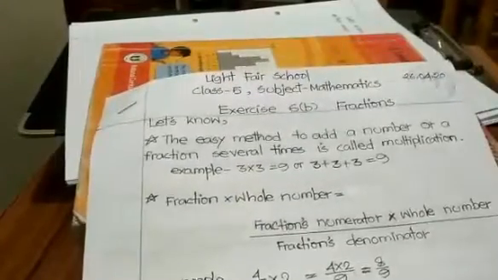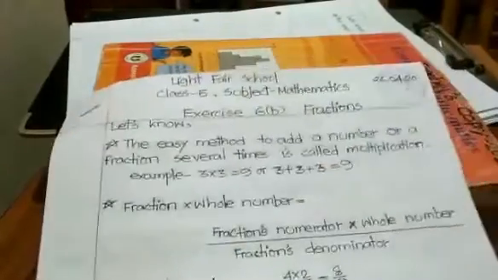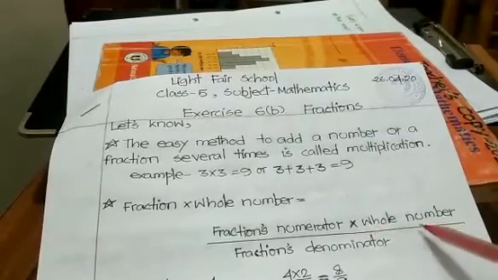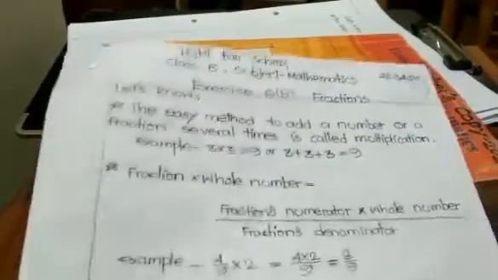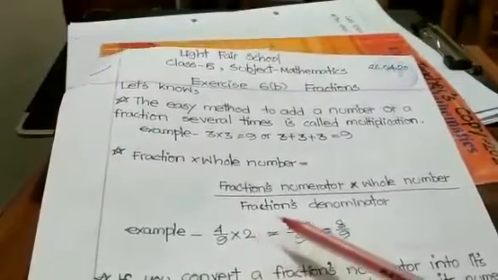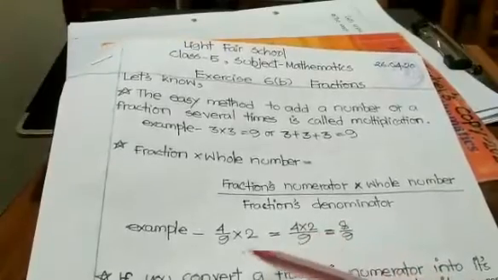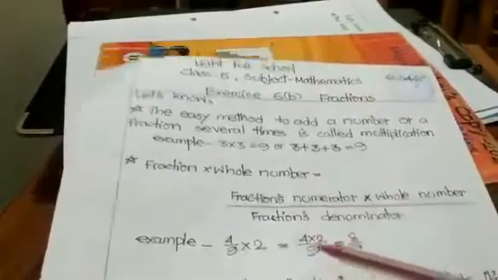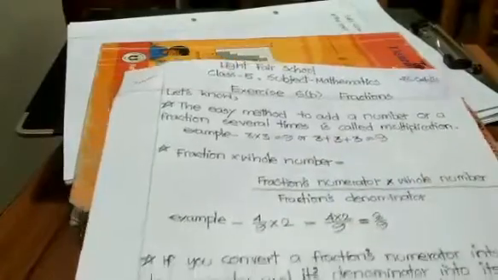When we multiply a fraction with a whole number or integer, we multiply the fraction's numerator by the whole number, and divide by the fraction's denominator. For example, 4 by 9 is a fraction and the whole number is 2. Then we multiply 4 into 2, divided by the denominator, which is the same, 9. Then 4 into 2 is 8, so 8 by 9. This is the process of multiplying a fraction with a whole number.